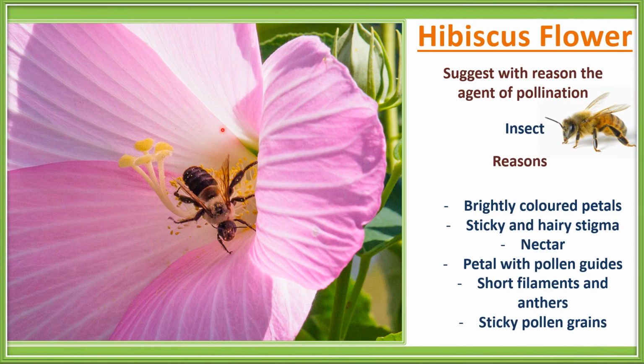So here we can see that the insect is inside, of course. As the insect is moving inside and going deep there to get the nectar, when it comes out, it will, of course, brush on the pollen grains. And now when it flies away and it goes to another flower, it will carry that pollen grain to the stigma.